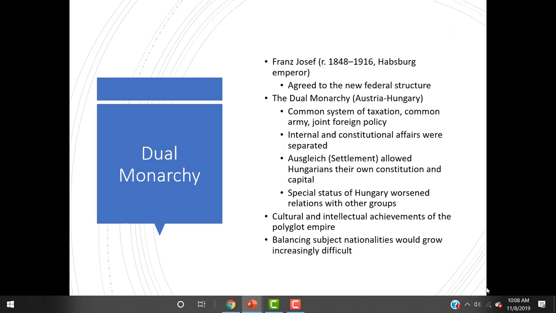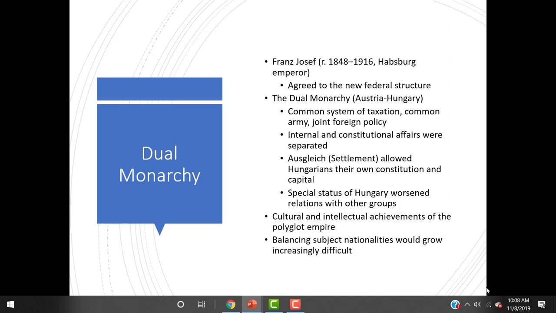Franz Joseph, the Habsburg Empire. He agreed to the new federal structure, and there was a dual monarchy between Austria and Hungary. They were going to rule together with a common system of taxation and common army and a joint foreign policy. But you've got two rulers. So internal and constitutional affairs were separated. The Ausgleich settlement allowed Hungarians their own constitution and capital, and a special status of Hungarians worsened relations with the other groups. You betcha they did.